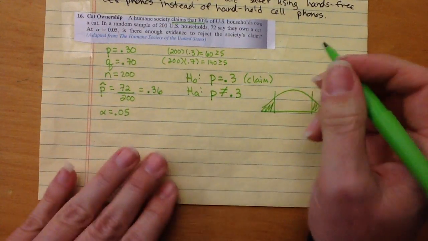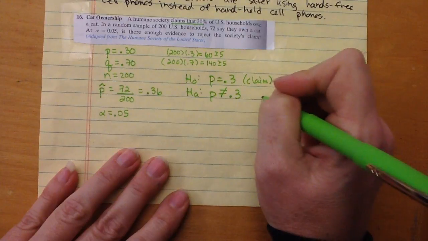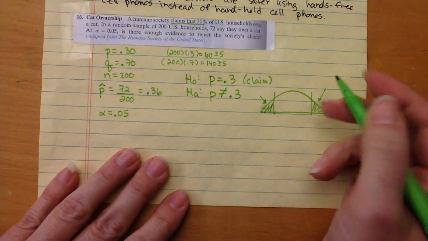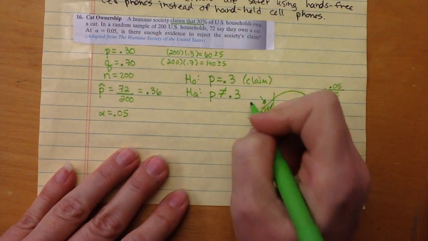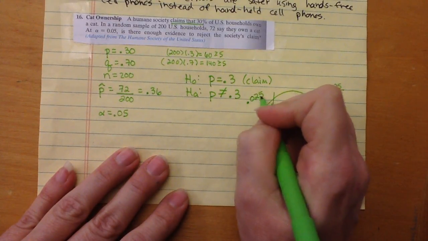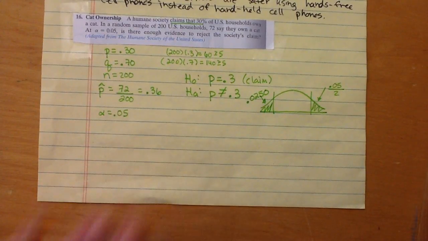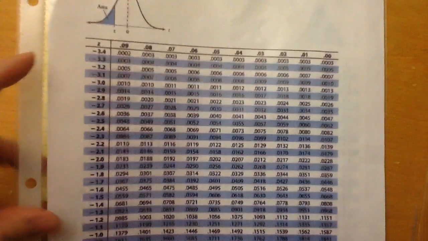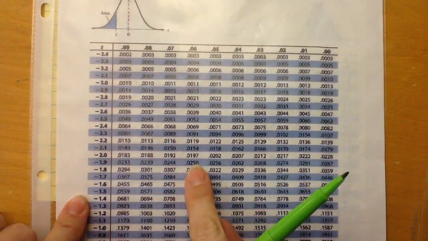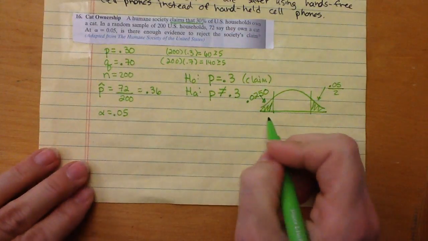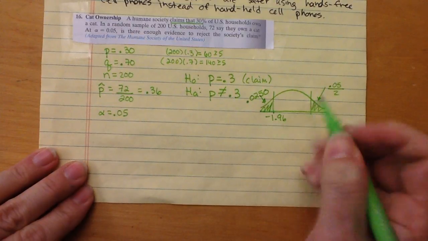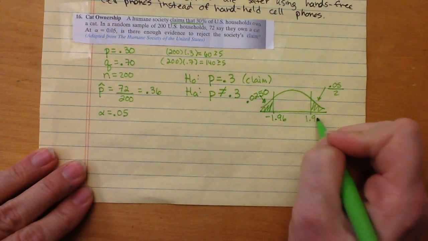And remember that when you have a two-tailed test, each of these areas is half of alpha. Alpha was 0.05, so each one is 0.05 divided by 2, which is 0.0250. So I'll look up 0.0250 on my standard normal distribution. Oh, there it is. It's negative 1.96, which means this critical value is negative 1.96, and this one is positive 1.96.